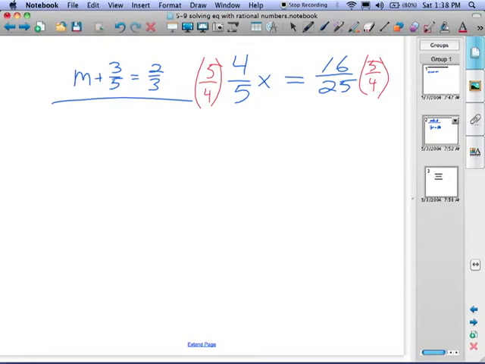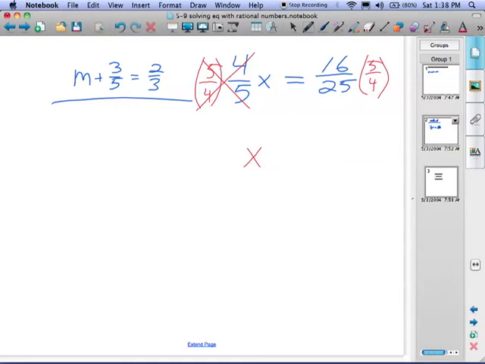I want you to be advanced math students and look at the left-hand side of the equal sign. What happens with the 5s? We have one on the top and one on the bottom. They cancel each other out. What happens with the 4s as well on the left-hand side? They cancel each other out as well. So now we just have x on the left-hand side of the equal sign.